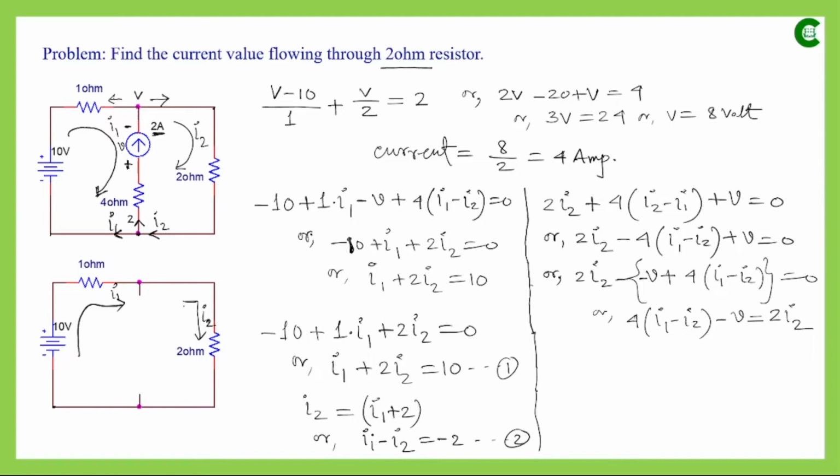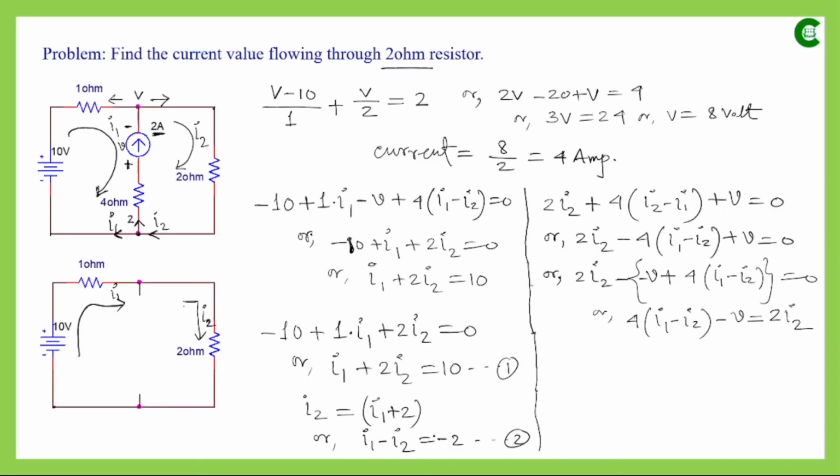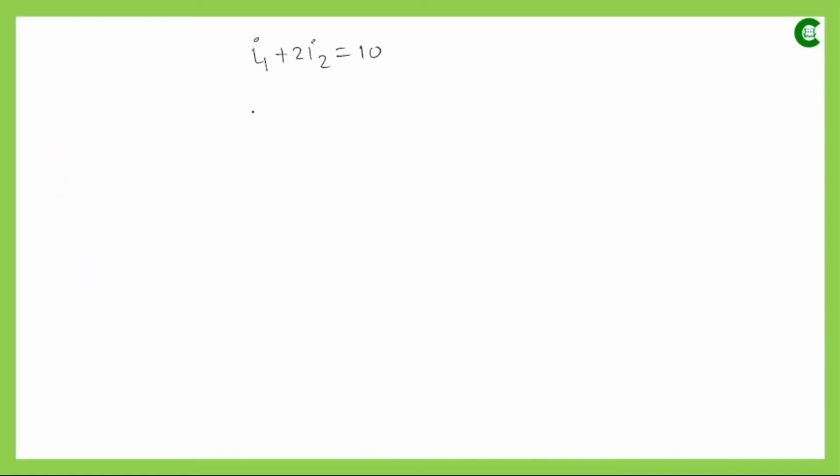Now the next job is to simplify these two equations and find the values of I1 and I2. The first equation we obtained is I1 plus 2I2 equal to 10, and the second is I1 minus I2 equal to minus 2. If we multiply this equation by 2, then it will be 2I1 minus 2I2 equal to minus 4. If we solve this, it will be 3I1 equal to 6. So I1 will be equal to 2 ampere.